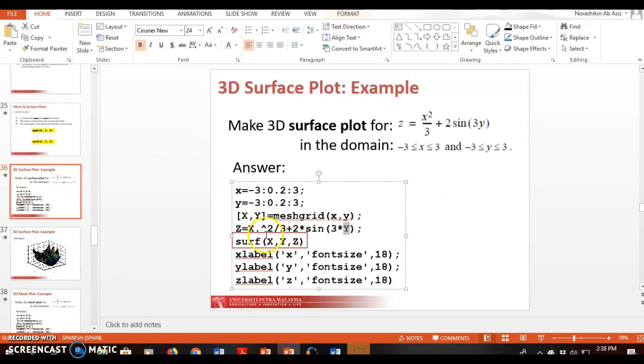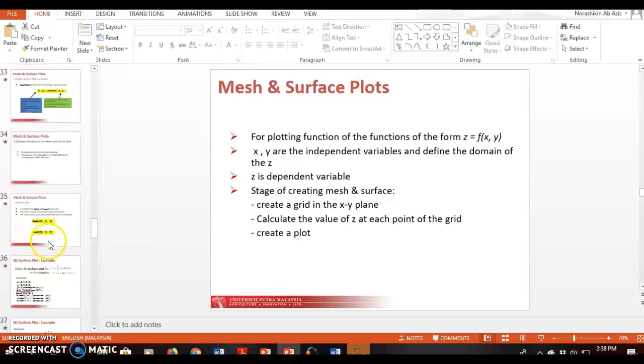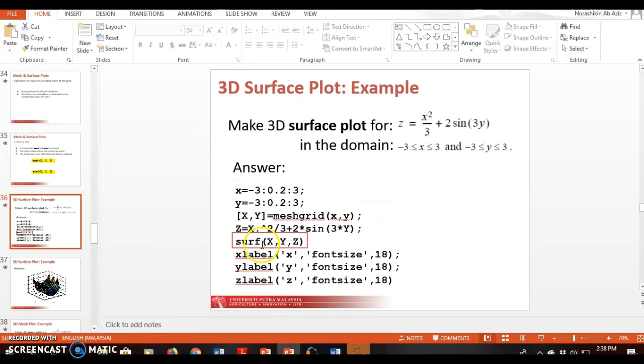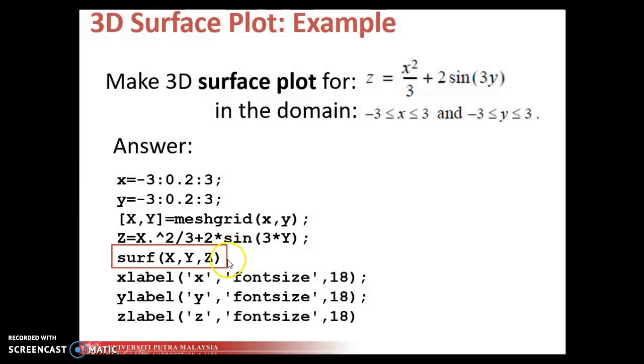Then after that, the next step is we create a plot. But here we are creating a surface plot, so the code is surf. The data is capital X, Y, and Z. We will not use the lowercase because we are using the new grid, the data that we plot on the new grid.